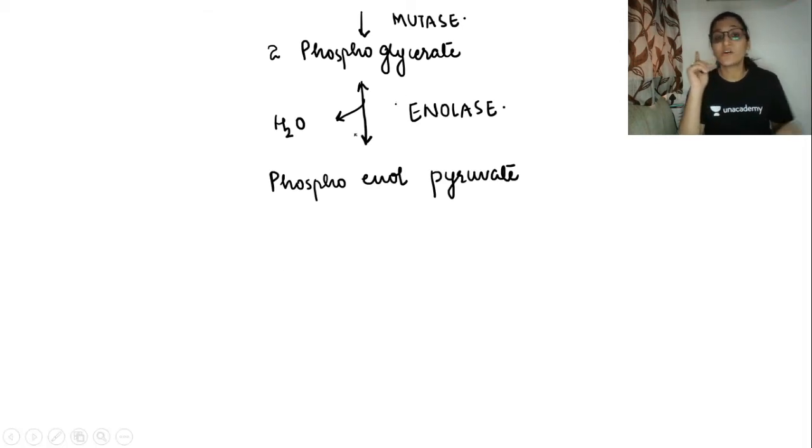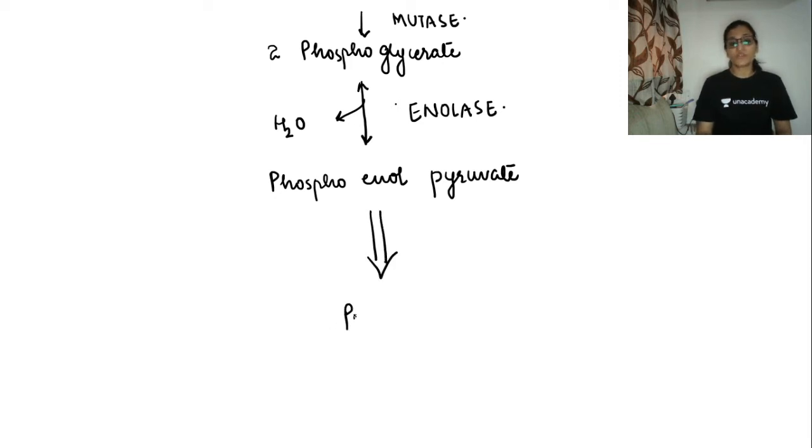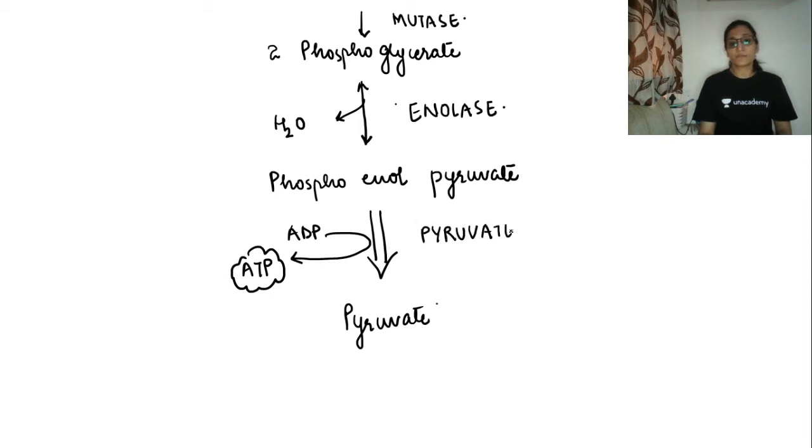Now we have seen the first step was irreversible, the third step was irreversible, and now the last step is again irreversible. This is the formation of pyruvate. And this also gives a substrate level phosphorylation and ATP. And it is catalyzed by pyruvate kinase. This is how the whole glycolysis occurs.